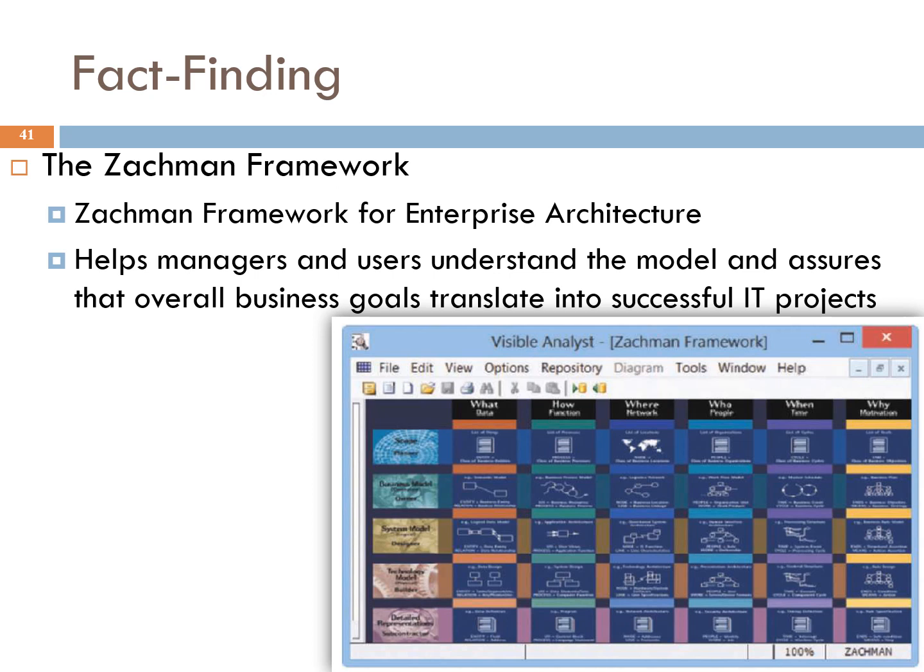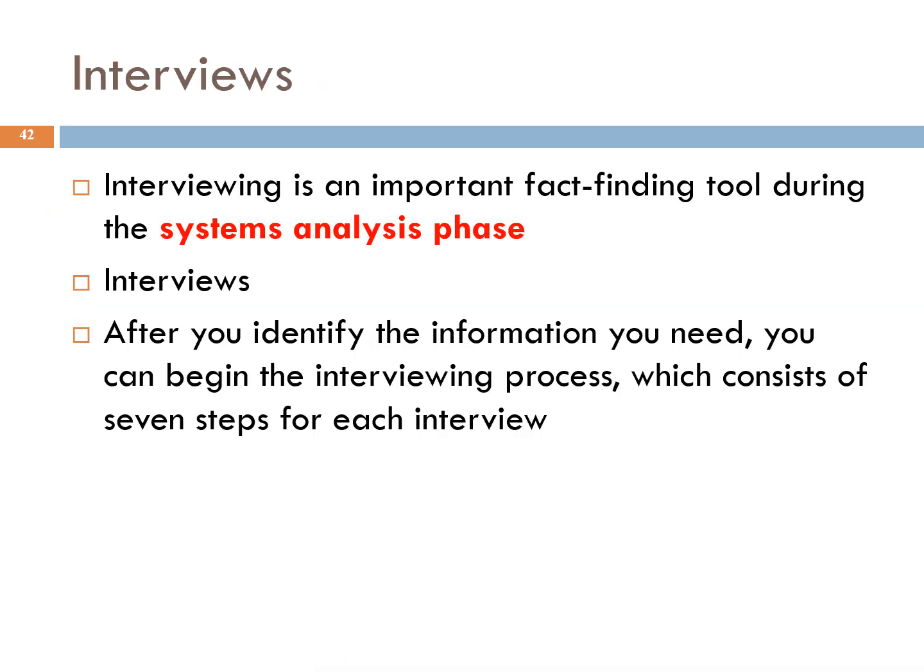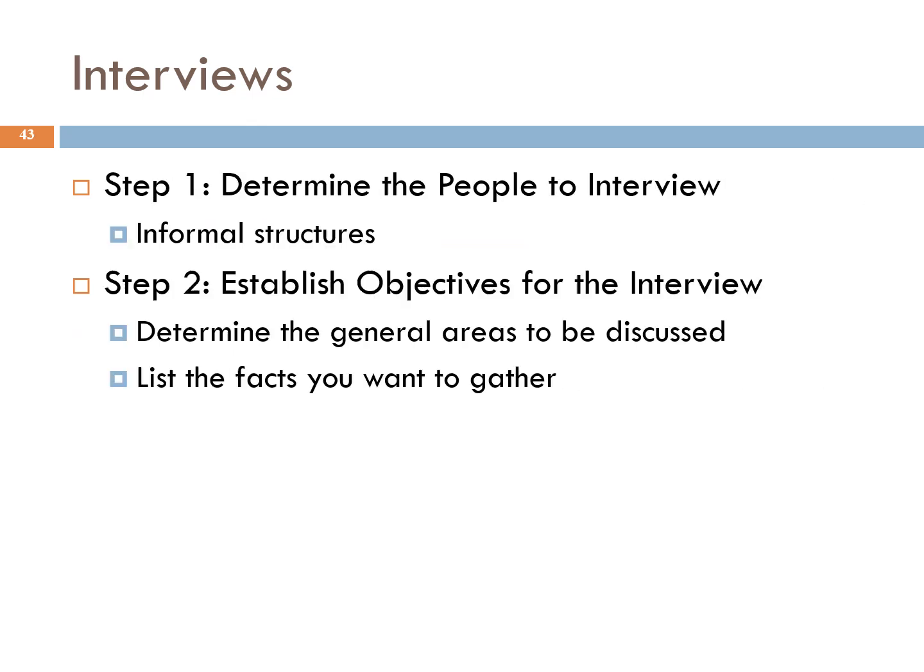Another method for fact finding is using the Zachman framework. Another important fact finding tool is definitely the interview, and this is done in the system analysis phase. An interview will help you to identify the information you need, and you can begin the interviewing process, which consists of 7 steps for each interview.